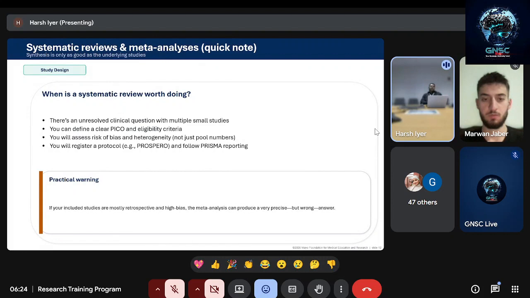And if you include studies which are mostly retrospective and high bias, the meta-analysis can produce a very precise but wrong answer. This is something that you have to always be careful about. And that's why you require mentors and research professionals who are very experienced in this field to help you out in this scenario. That's the same for systematic reviews and meta-analyses as well.